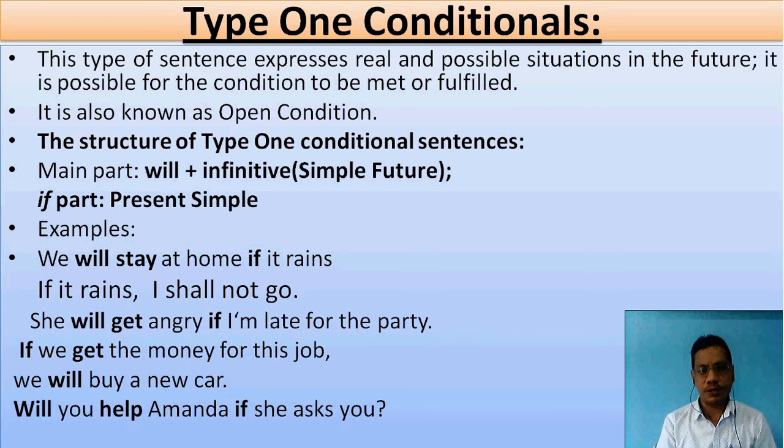This type of sentence expresses real and possible situations in the future. It is possible for the condition to be met or fulfilled. So it is called an open condition. Here in the structure we have the main part will plus infinitive as simple future, and then in the if part we have simple present tense, like we shall stay at home if it rains. If it rains, I shall not go out.